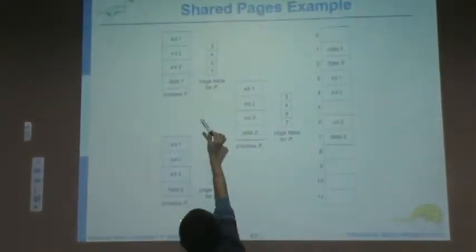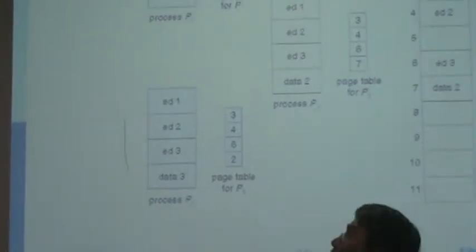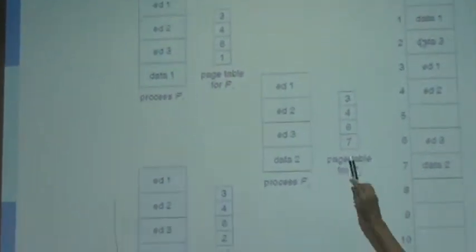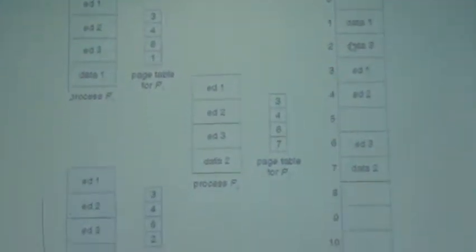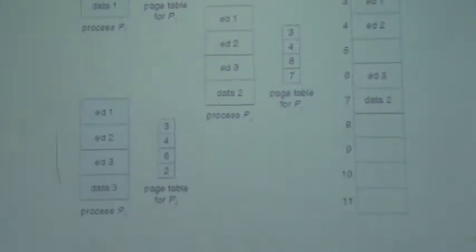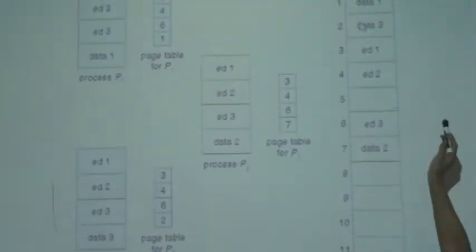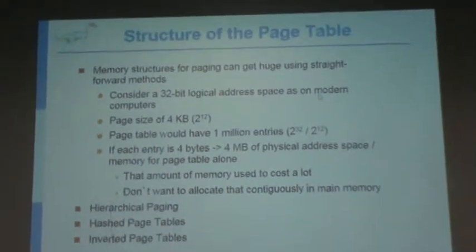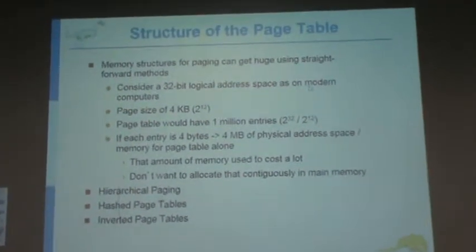ED1, ED2, ED3, they are exactly the same code. So instead of loading the entire process, if there exist ED1, ED2, ED3 in the physical memory, we can share such common program code, okay, that is a shared page. Then we can load only the data. Then we can focus more on the structure of the page table.